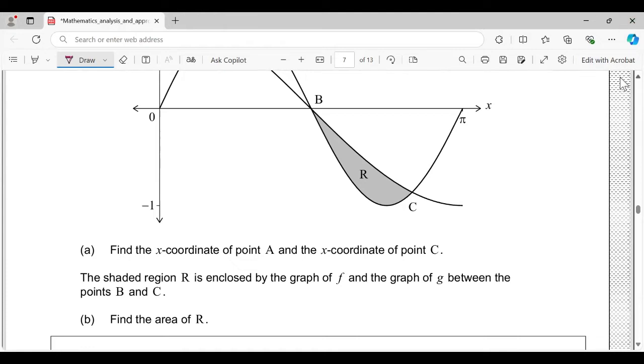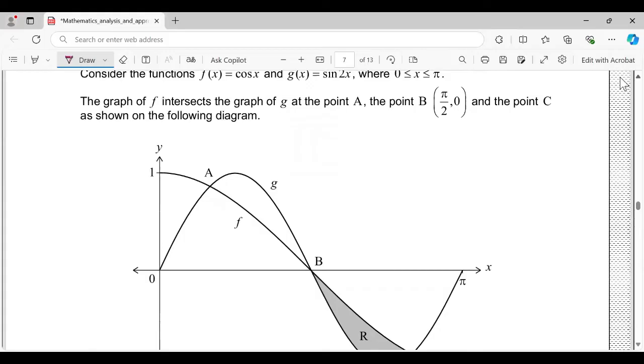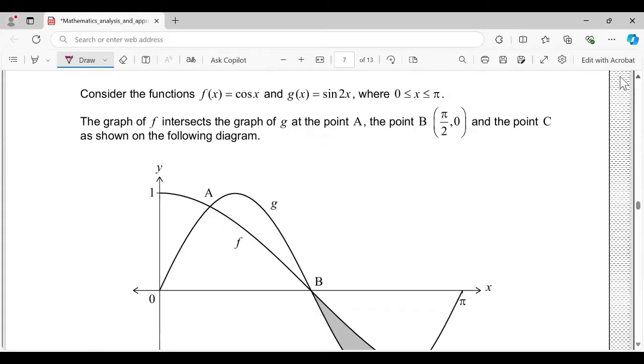So I'm going to write on this page. g(x) equals f(x). It means sine 2x equals cosine x. Why are we doing it like this? Because we are going to find the intercept points between function f and function g.